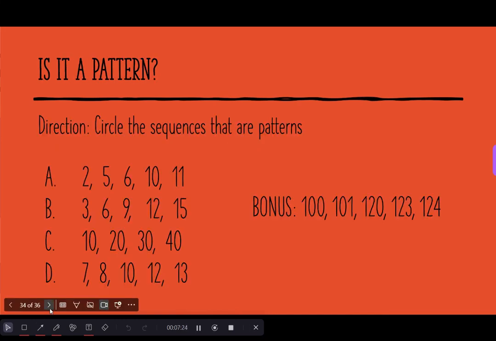So we're going to work on some problems. The direction is circle the sequences that are patterns. Let's do a few of them. A, it says 2, 5, 6, 10, and 11. To get from 2 to 5, what do you do? Yes, add 3. But to get from 5 to 6, what do you do? Add 1. So that does not make it a pattern. B, 3. To get from 3 to 6, what do you do? Add 3. From 6 to 9, add 3 again. And from 9 to 12, add 3. So that is a pattern.